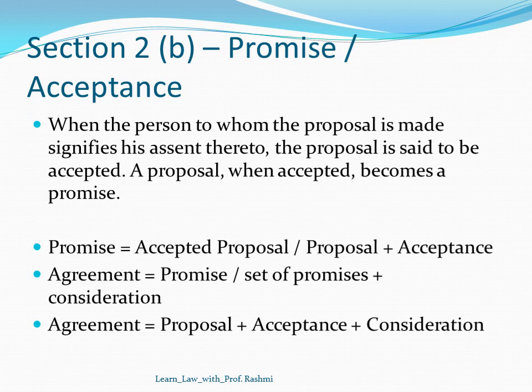So see, we had started with section 2H which was defining contract. From that we came to section 2E which is talking about agreement. From that we came to section 2B which is talking about promise and acceptance. And now we have a formula for an agreement which is saying that proposal plus acceptance plus consideration is an agreement. Now what would be the whole deciphering of contract definition?